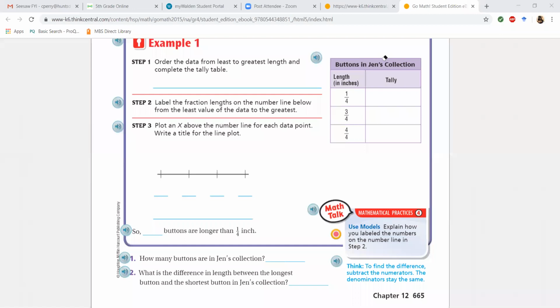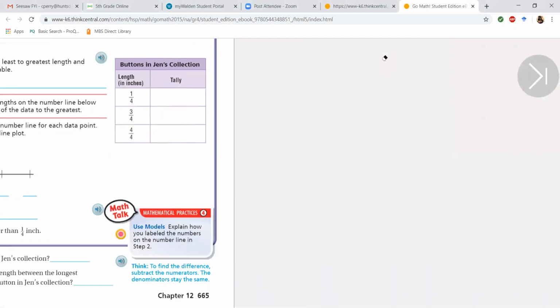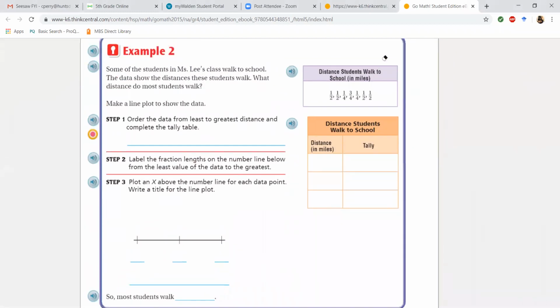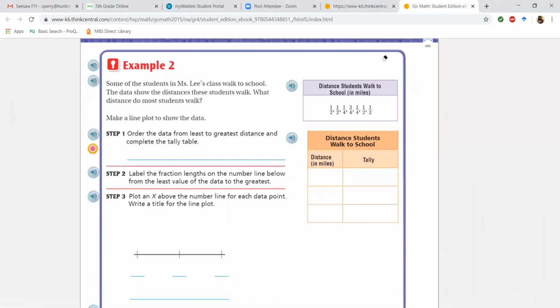Okay, let's go to the next page. On page 666, example number 2. All right, so let's go over example number 2. Volunteer to read number 2. Okay, Mr. Perry, go ahead and read number 2. Some of the students in Miss Lee's class walk to school. The data show the distances these students walk. What distance do most students walk? First, make a line plot to show the data.